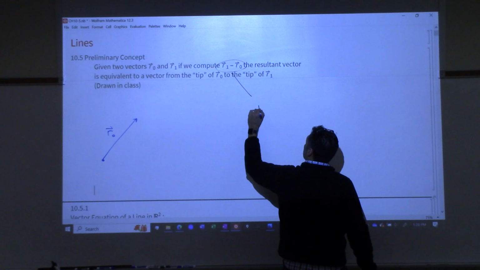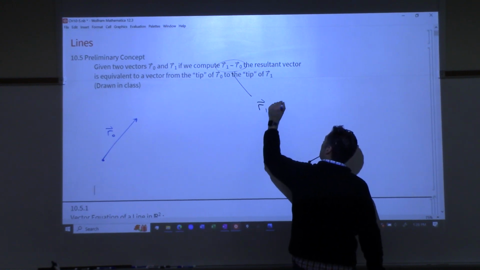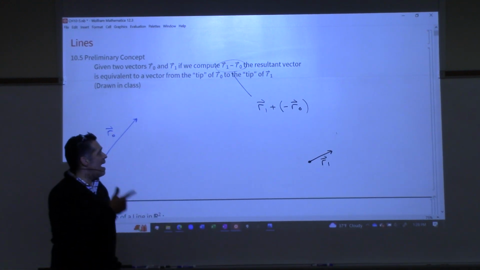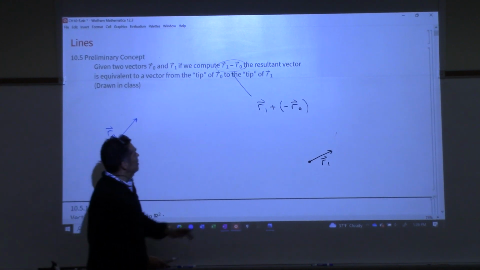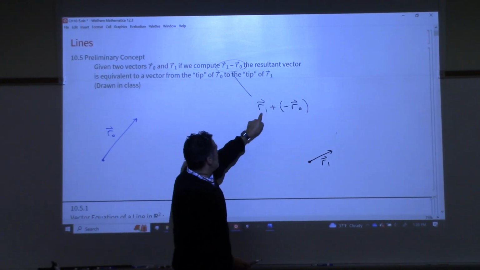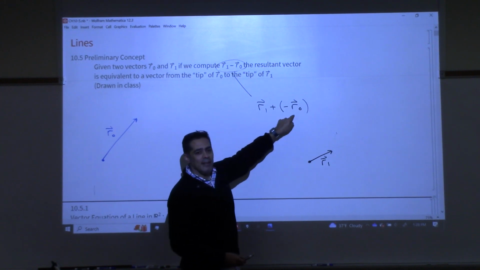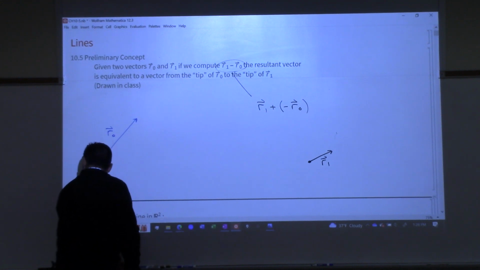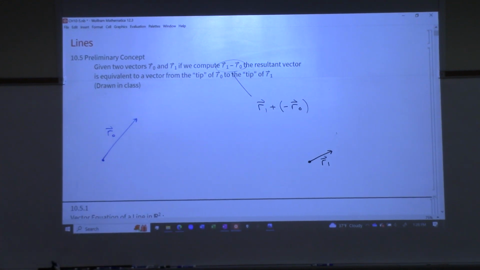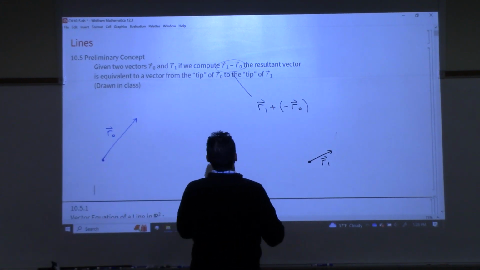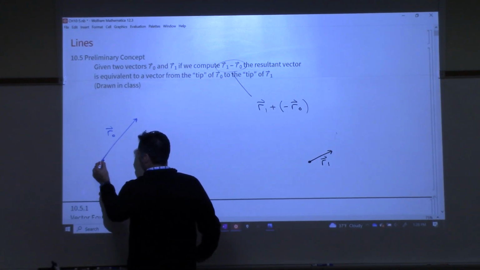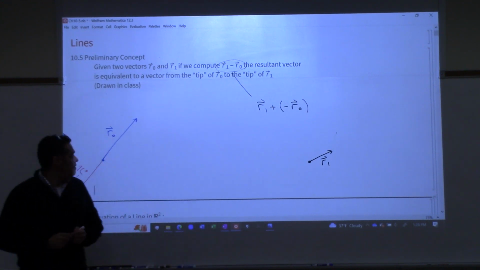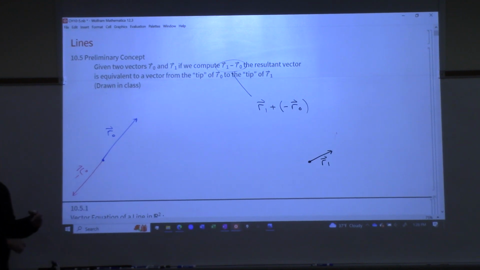This is the same as R1 plus negative R0. Right? Wouldn't that be the same? Subtracting 2 vectors is the same as adding the vector that points in the opposite direction. Taking R1, subtracting R0, same as taking R1, adding to it the negative of R0. So visually, on this, I'm going to draw negative R0. The negative of R0 would have the same length. It would just point in the opposite direction, yes?